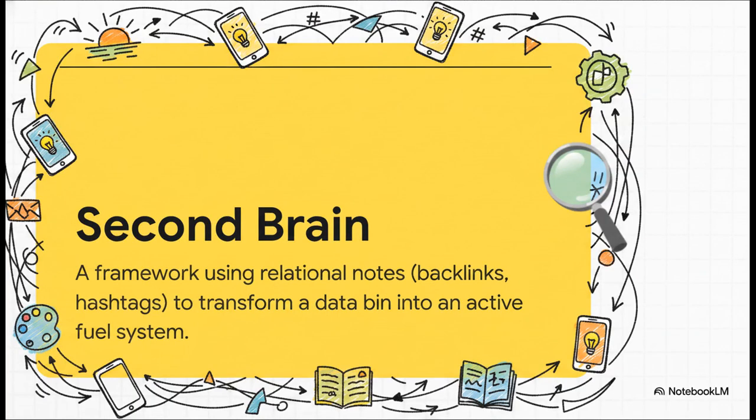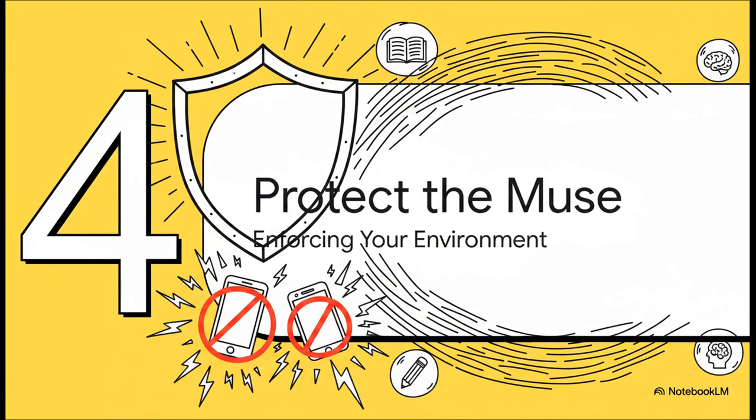It's useless until you start forging connections between all those different inputs. And this is the solution. A second brain, which you can build in an app like Obsidian, is all about using relational notes. By linking ideas together with backlinks and hashtags, you create this incredible web of your own thinking. A note on color theory can suddenly link to a sunset photo you took last year and a line of poetry you saved. All of a sudden, your old ideas are colliding with new ones, and that is where original thought comes from.